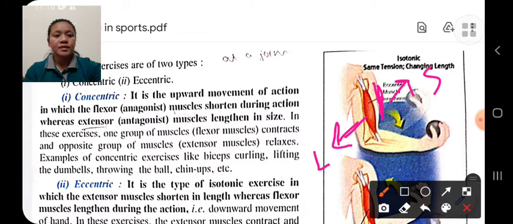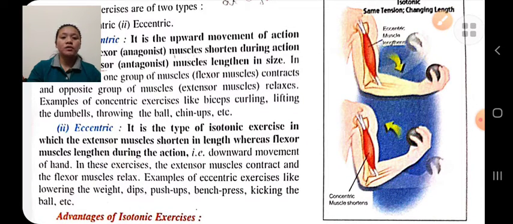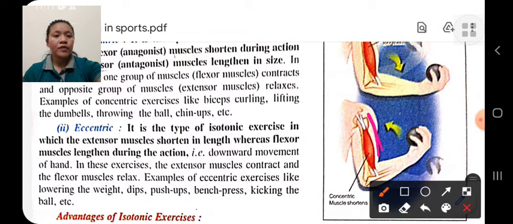Eccentric exercise is the opposite of concentric exercise. In eccentric exercise, it is downward movement. The length of the flexor muscles increases and the extension muscles decrease, meaning flexor muscles become lengthened and extension muscles become short. Here, in concentric, the length of the flexor muscle becomes short and the length of the extension muscles becomes long. In eccentric, it is the opposite.